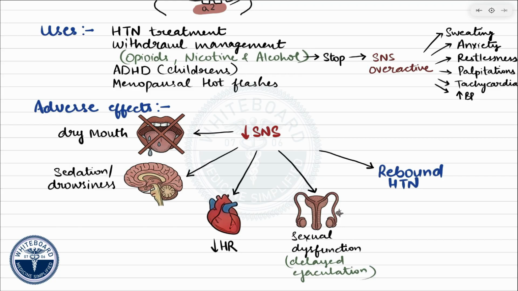As a result, blood pressure can rise rapidly, sometimes even exceeding the patient's original blood pressure before treatment. This phenomenon is known as rebound hypertension. Therefore, clonidine should never be stopped abruptly. Instead, the dose should be reduced gradually to allow the sympathetic nervous system to readjust.